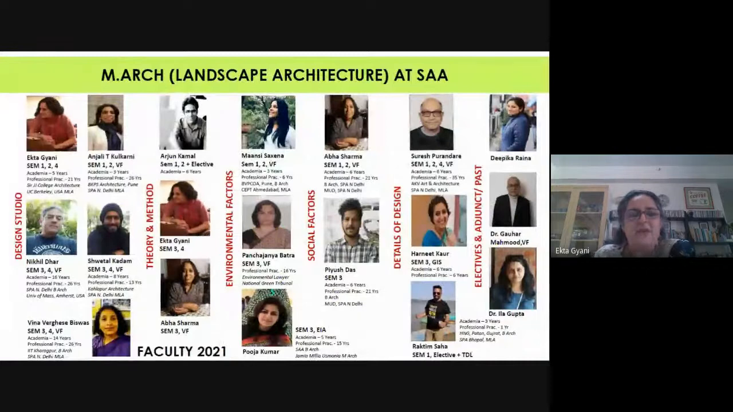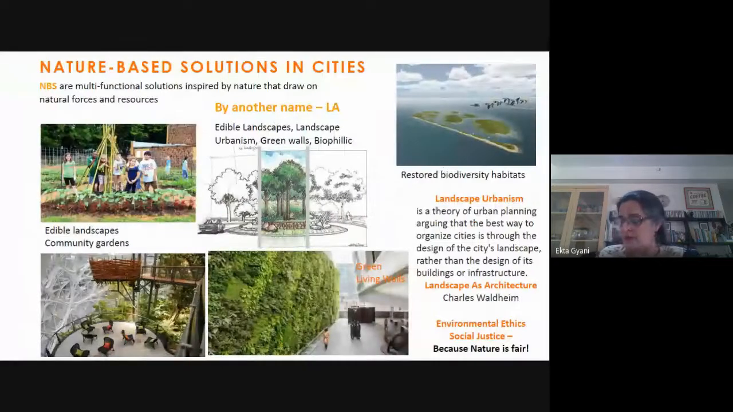So this is a fabulous pool of faculty that will be teaching you in the landscape program. The vertical columns are the different baskets of subjects that we have, and we will be following up with another webinar where I will talk to you about the entire course structure, how our entire 2-year program is structured, so please do attend that. Each of these, the design studio, the theory and method, environmental factors, social factors, details of design, electives, all form baskets, and how have we come to those baskets? I will be explaining that in the third webinar, not the next one.